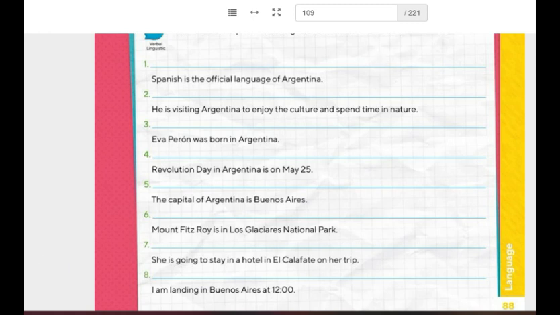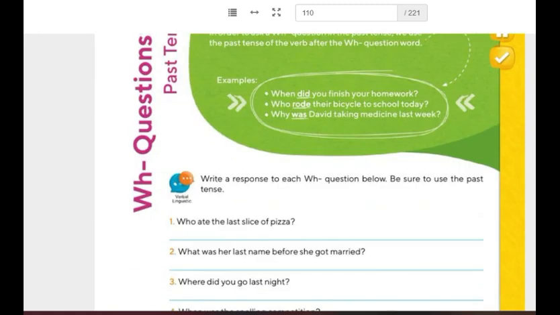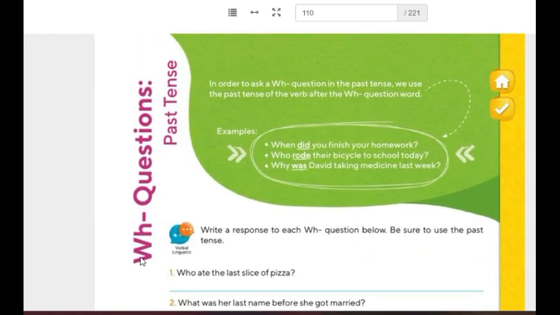In the next page, we have the next exercise. It says, WH questions with past tense. As I told you, when we talk about WH questions in past, we need to use the WH words such as why, where, when, and who, followed by the helping verb did.